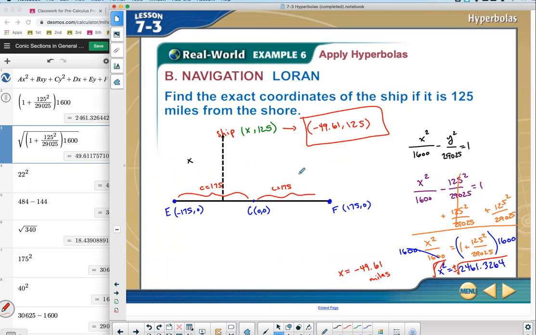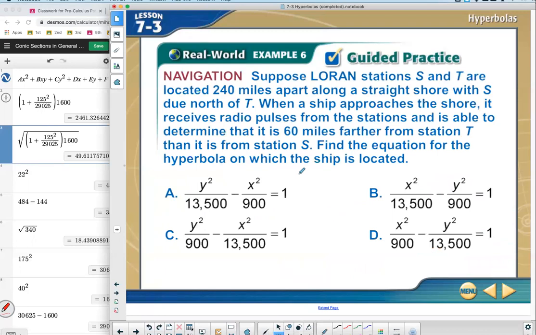So now you have one that you can work through and try to solve. DOL number 6.